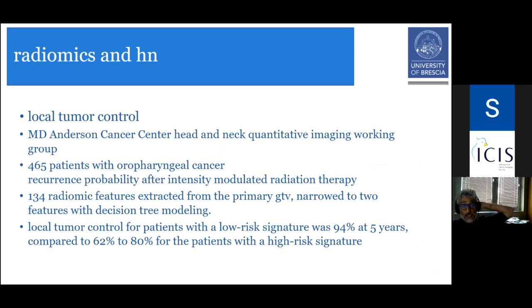And the last point, local tumor control. This is really another point that clinically in daily life is essential. So I want to discuss the results of this paper from MD Anderson Cancer Center. They selected nearly 500 oropharyngeal cancer patients and they extracted radiomic features, and you see that 134 starting radiomic features were narrowed to 2 features in order to obtain a decision tree modeling with quite interesting results in terms of the definition and the prediction of local tumor control.